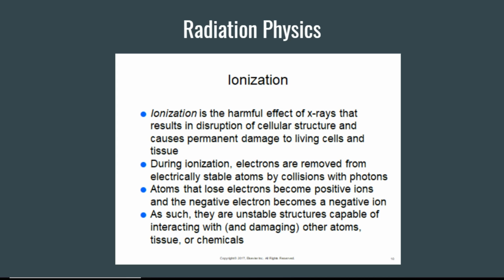So you've got two unstable things swirling around out there in space, if you want to think of it that way, and they interact with and damage other atoms, the tissues, and the chemicals. You can have an electron floating around out there, and if it attaches itself to another atom, it can change the structure of that atom. And that is what essentially can change the composition or change the structure or cause damage to our body.